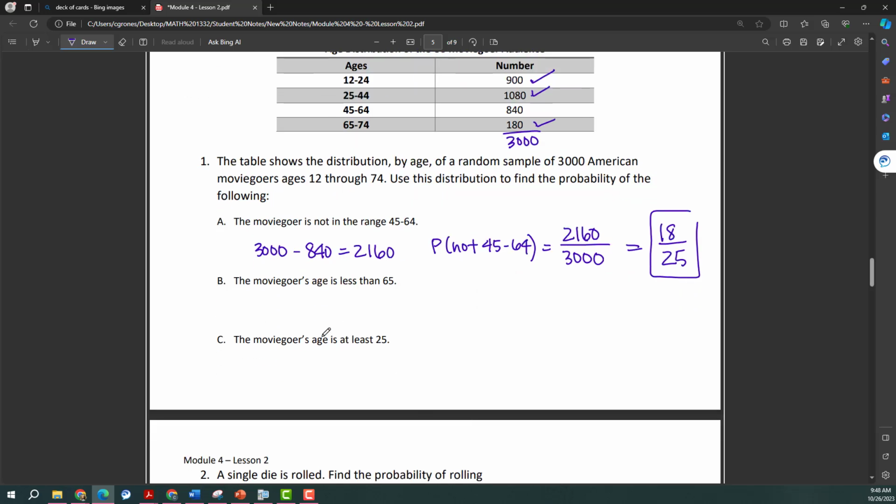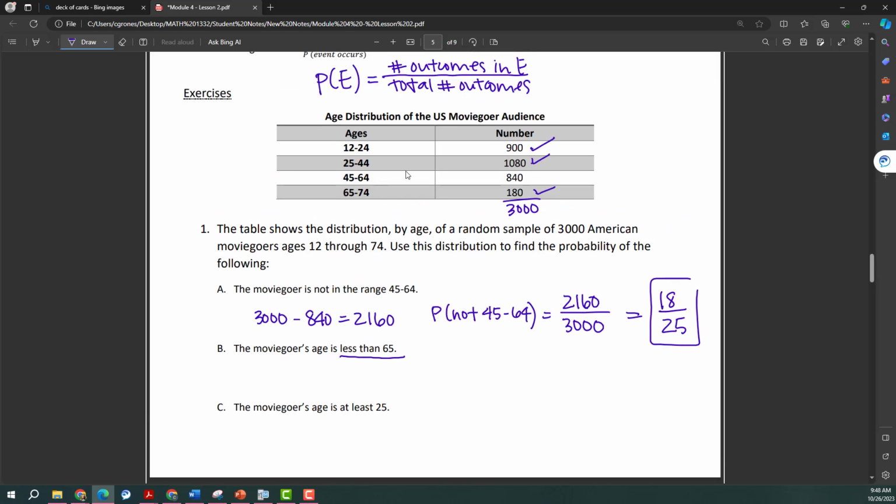Alright, the next one says that the moviegoer's age is less than 65. So let's come up here, and we have three groups that would be less than 65. Because 65 is right here, 65 to 74. So we're not looking at this group. We want 45 to 64, 25 to 44, 12 to 24. So we're looking at these three groups. So again, you can add all these up or you can subtract and you'll get the same answer.